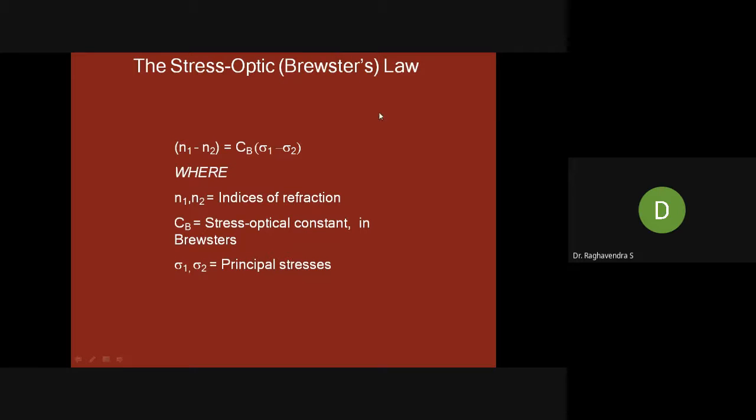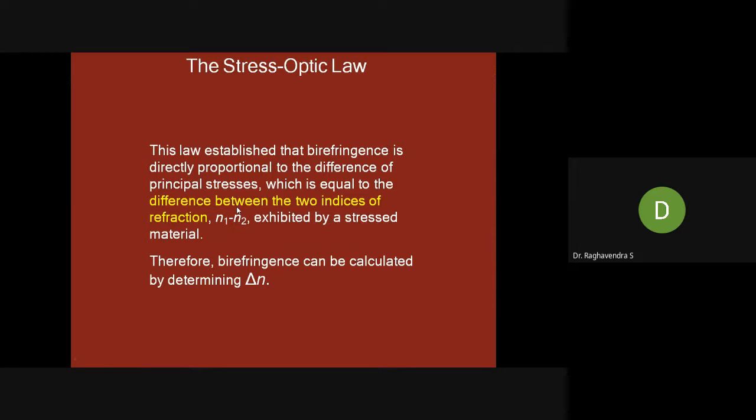So what does the stress optic law say? N1 minus N2, that is the refractive index, refractive index 1 and refractive index 2, is equal to CB into sigma 1 minus sigma 2. CB is the stress optical constant, the Brewster constant. This is the constant of a material. N1 is the refractive index of the material in one direction, N2 the refractive index in the other direction. So we can find it using this equation. This is the principal equation.